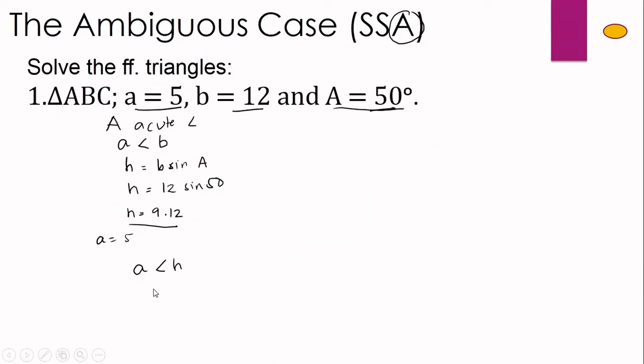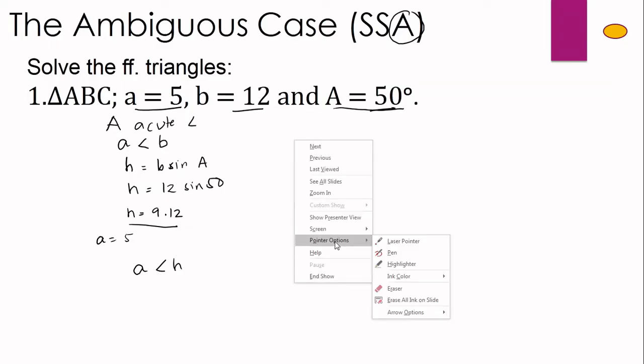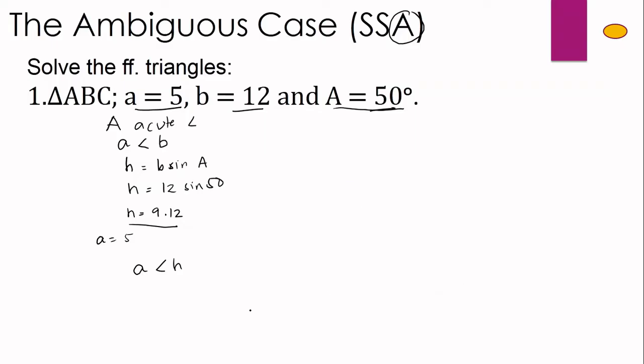So looking here, A is less than B. Our angle A is an acute angle. Our side A is less than B. So we have to get the height to determine whether there are 0, 1, or 2 triangles. And we have gotten the height. As we compare, we noticed that our A is less than the height. So what does that mean? It means if A is less than the height, no triangle is formed. So there is no need for us to solve. We will not solve.